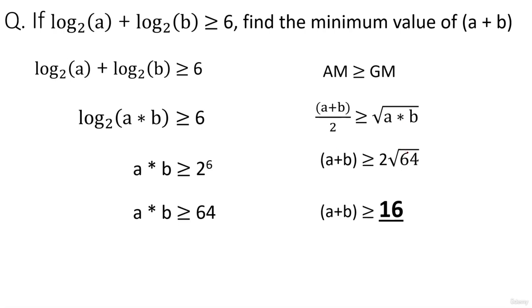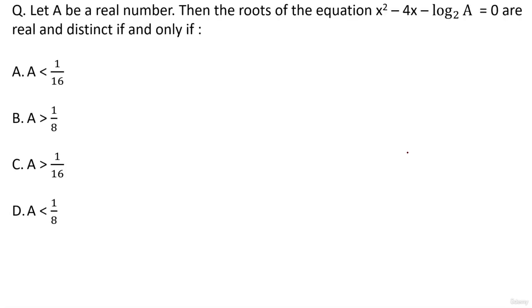All right, let's go on to the next part. If a be a real number, then the roots of the equation x square minus 4x minus log a to the base 2 is equal to 0 are real and distinct if and only if. Okay, we know that x square minus 4x minus log a to the base 2 is equal to 0 is a quadratic equation where a is equal to basically 1 and b is equal to minus 4 and c is equal to minus log of a to the base 2.